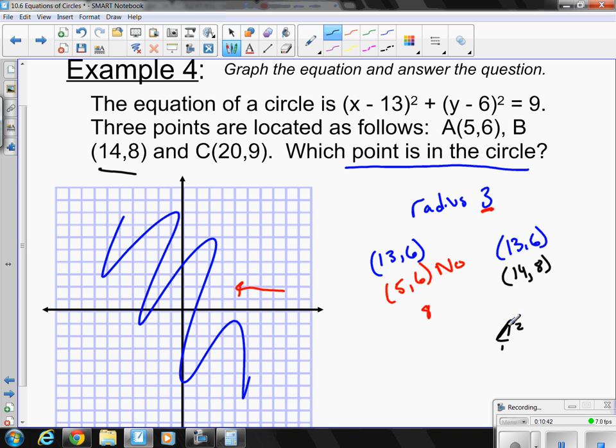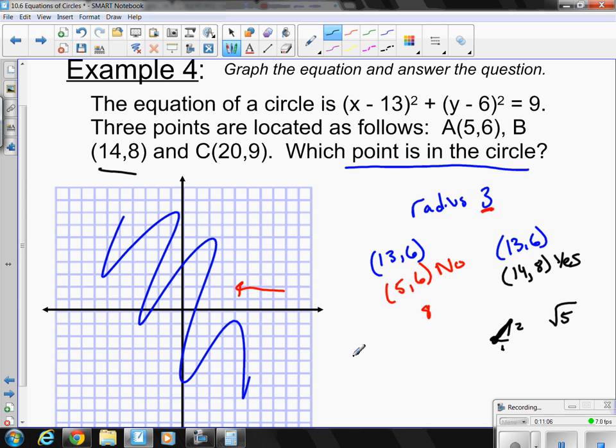So what is the length of that segment? How far away from the center of the circle is that point? Using the Pythagorean theorem, 1 squared plus 2 squared, I get the square root of 5, and the square root of 9 is 3. So I know this is less than 3. So I know this point is inside the circle.